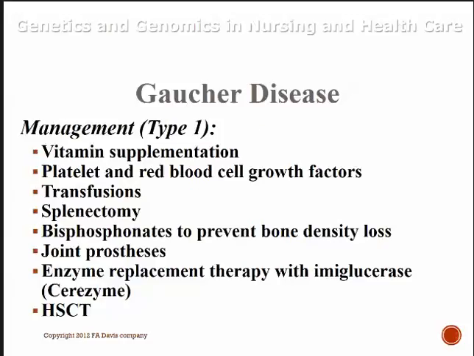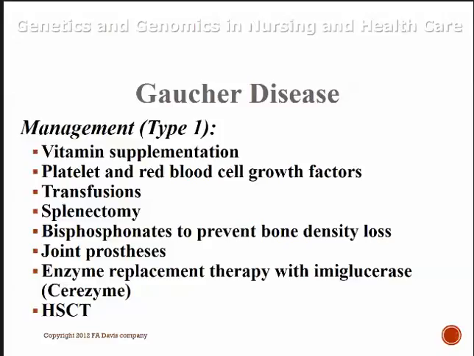Management of Gaucher disease: vitamin supplementation, of course, platelet and red blood cell transfusions. You can also use platelet and red blood cell growth factors. Splenectomy might be helpful. Bisphosphonates to help prevent bone density loss, joint prosthesis, enzyme replacement therapy, which is actually pretty promising. You need to really focus on the problems that are caused by the disease.